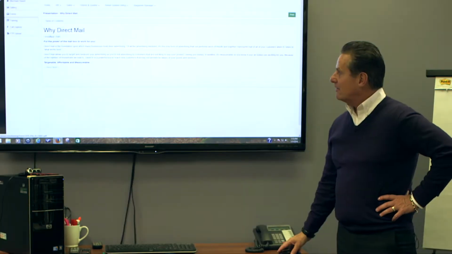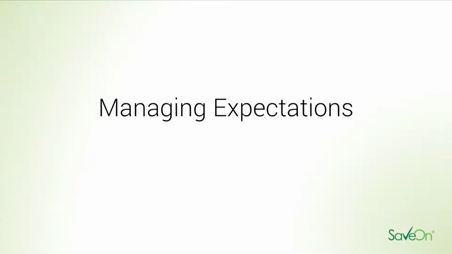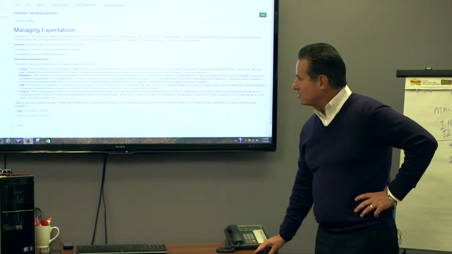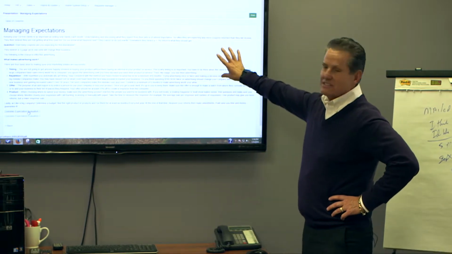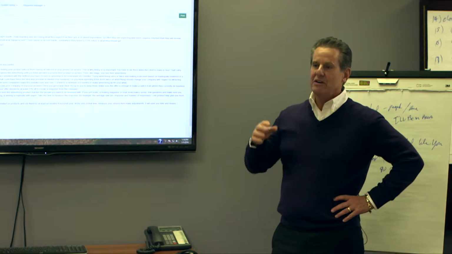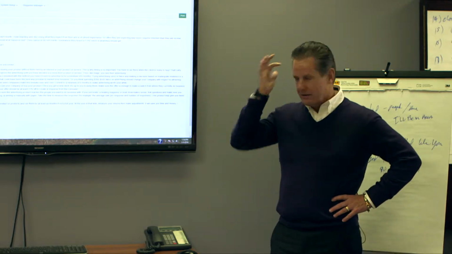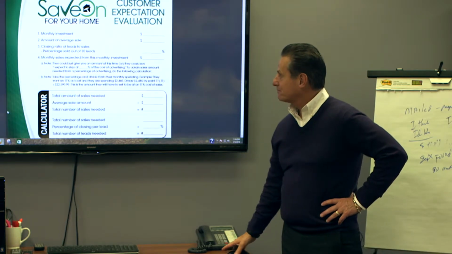And in here, on this sheet, here are some direct mail stats. This is that managing the expectations again, and there's the expectation form. So again, this is timing, all that kind of stuff, asking their customers what the value is, and that type of thing. So this is the form that you have.